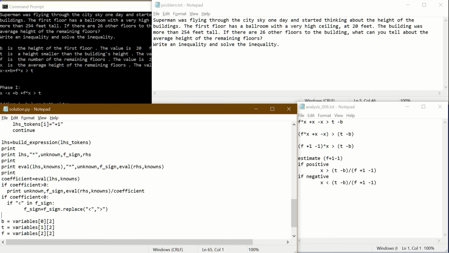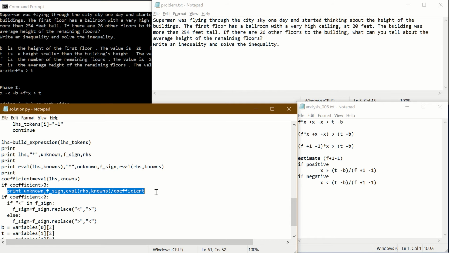Okay, else we'll replace all occurrences of larger than with lower than. So larger than with lower than. And then we are printing the same message, but with a different formula sign.